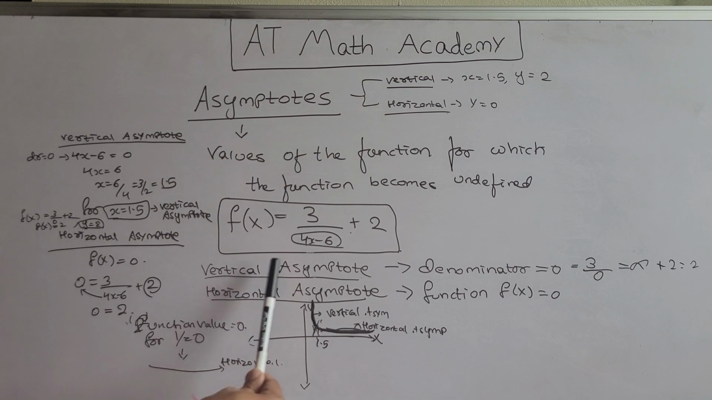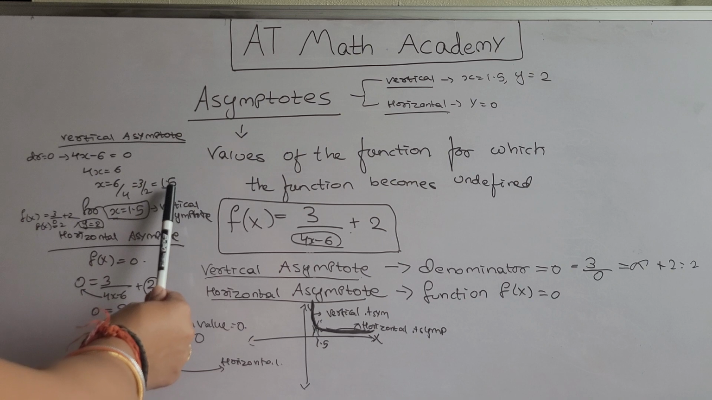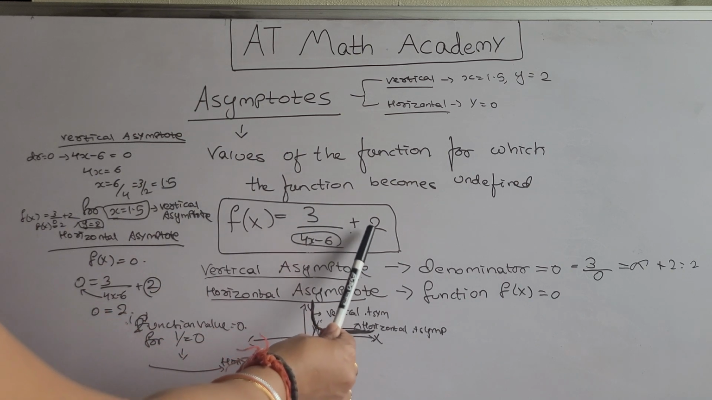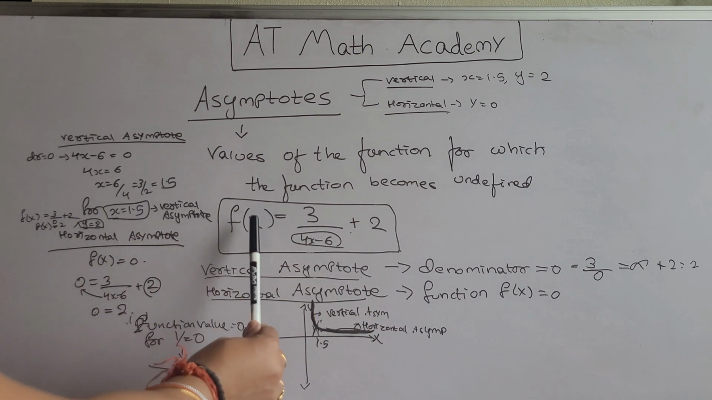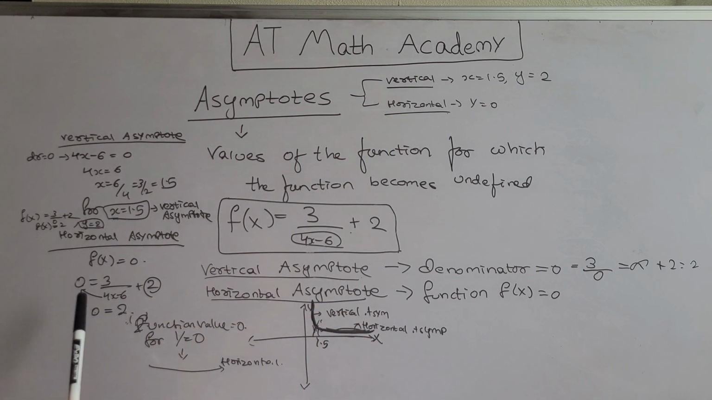So for finding the vertical asymptote, we equate the denominator to 0 and we find the x value, which is 1.5. And when I substitute 1.5 in this function, f of x equal to 3 by 4x minus 6 plus 2, I get the y value as 2. And in order to find the horizontal asymptote, I equate the total function value to 0. So when I do that, I get 0 equal to 2, which means there is no value. The function is becoming undefined for y equal to 0. So this is the horizontal asymptote. So this is how you find it out.